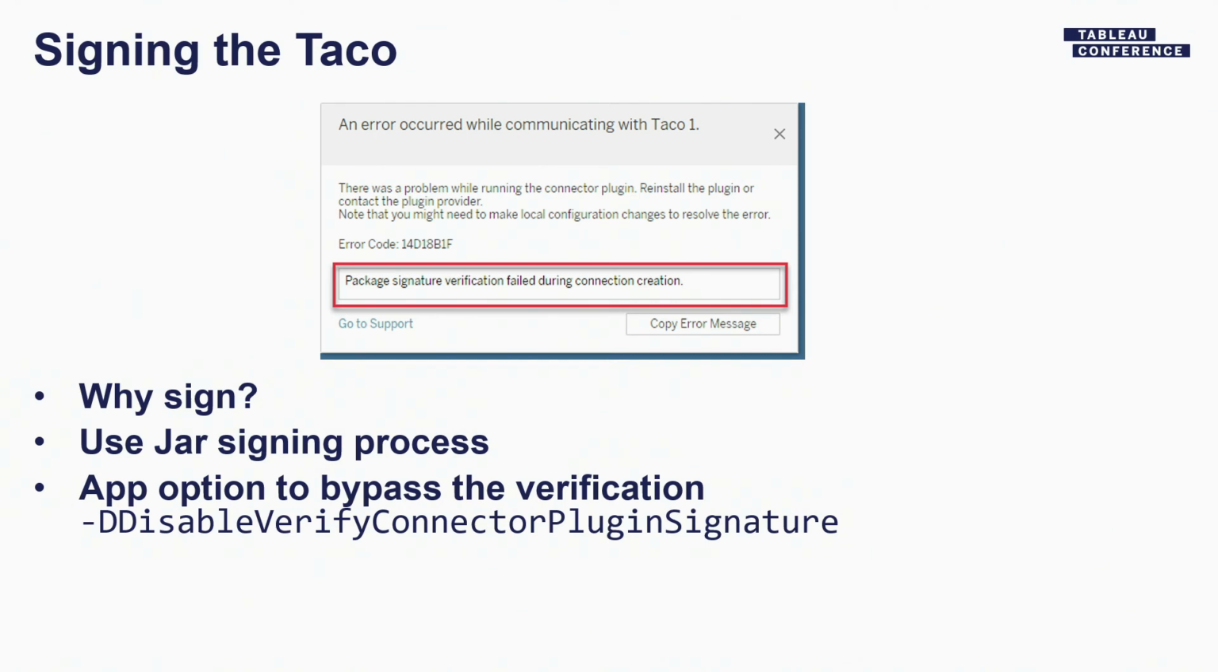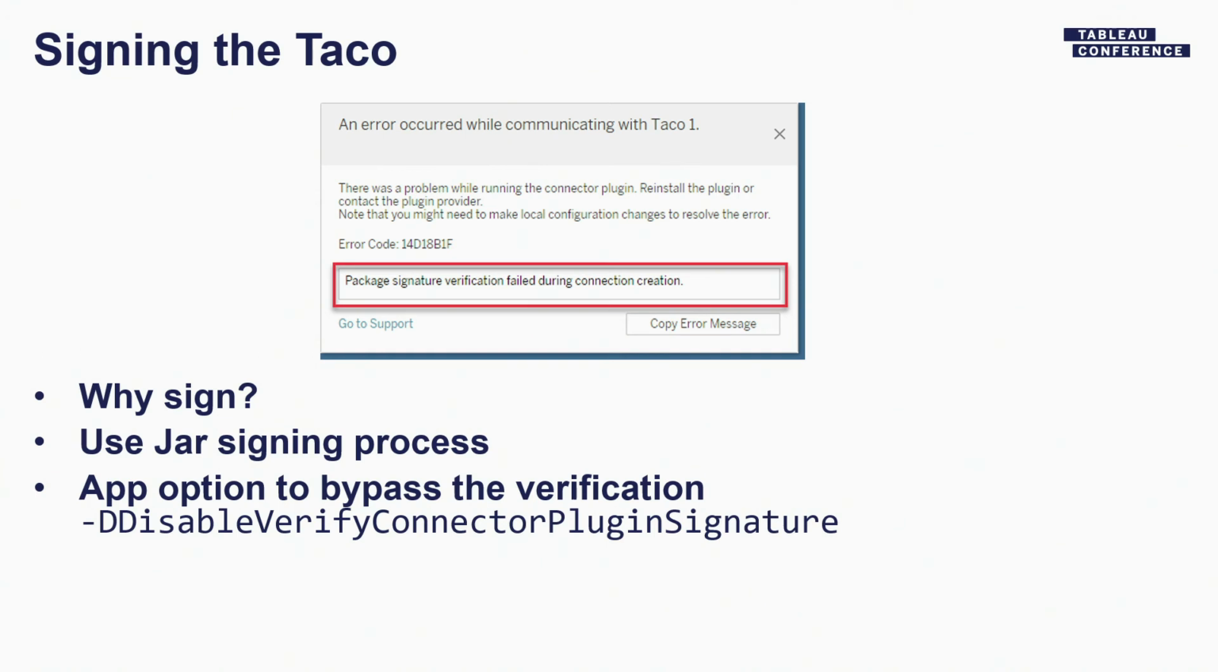And if it is not actually signed, we throw this error message when you try and connect. And so once your taco is signed by a public cert that is trusted by the Java runtime environment, then you're done. Your taco file will work in any version of Tableau 2019.4 desktop or server.